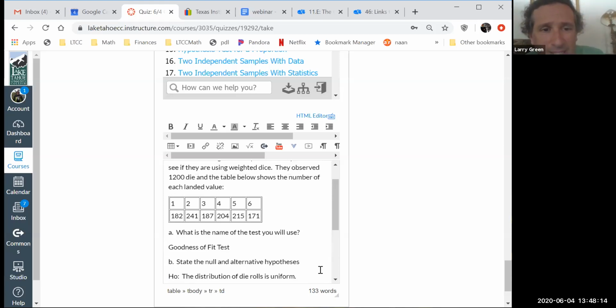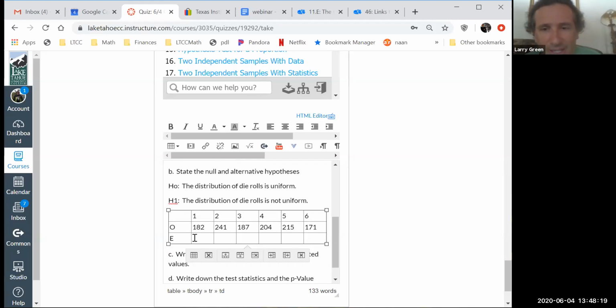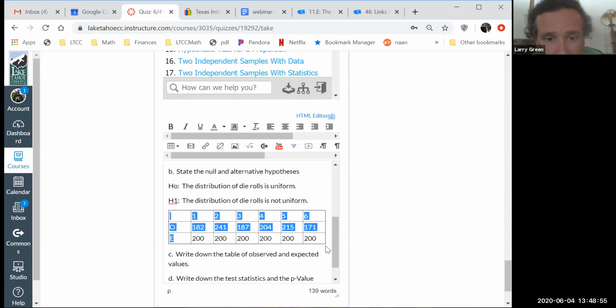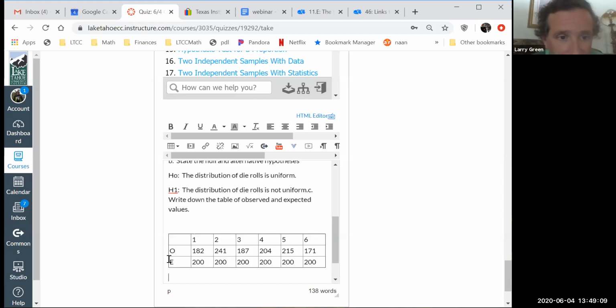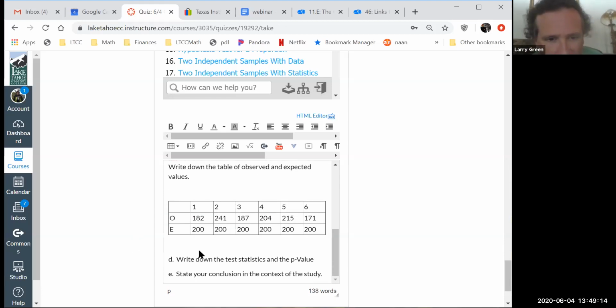How do I come up with what was expected? We had 1,200 die rolls in total, by the way. I did that to save you some time. You take the total number, which was 1,200 in this case, and you divide it by the number of things you had, which is 6. So 6 into 1,200 is 200 each. Good, it's 200 for each of them. Any questions on that? Okay, I was supposed to do that over here. There we go. That was part C.